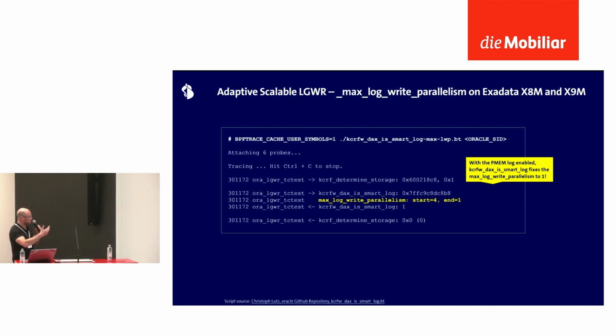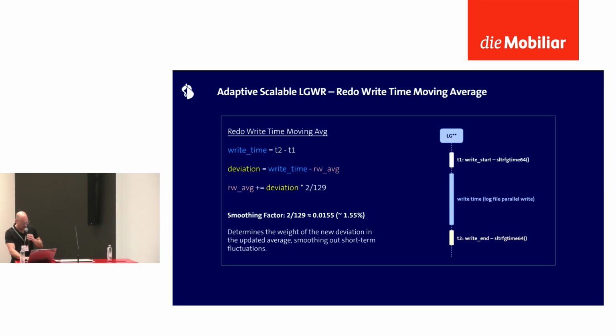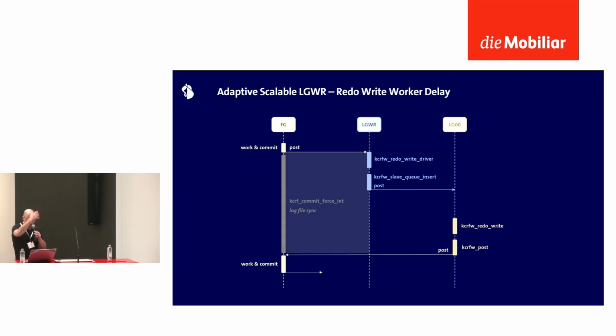But again, it only occurs on PMEM-based systems, and they are quite dated as of today, and they will disappear because Intel is no longer producing the PMEM. The average read-to-write time, similar to what we observed, is also a moving average, and they again use that multiplier of 2 over 129 to smoothen out short-term fluctuations. And secondly, what you could also see on the previous slide, when that special case kicks in, the worker delay is also factored into the equation.